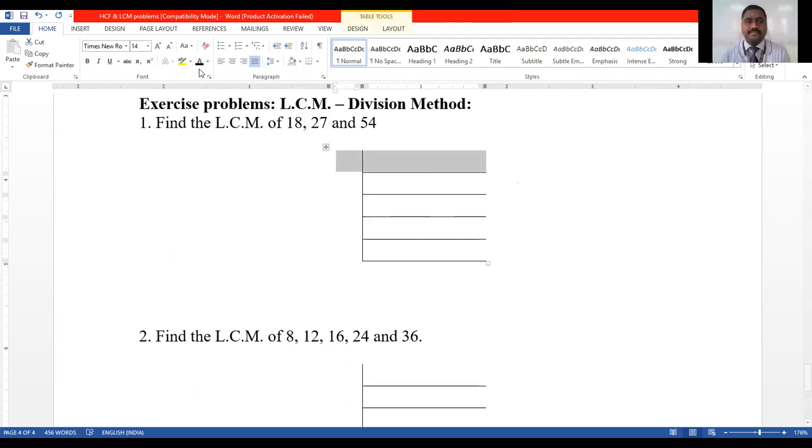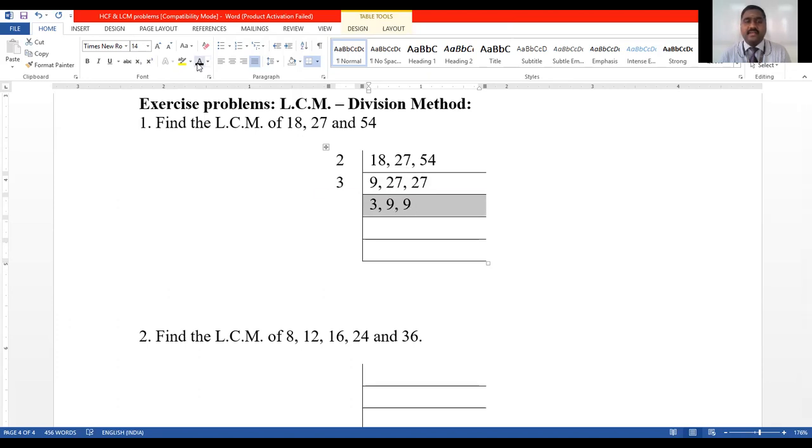Now put all together 18, 27, 54, and divide by 2, the prime number. You will get 9, and 27 cannot be divided by 2, so you put it as it is, 27. If a number cannot be divisible, you put the number as it is. 54 can be divided by 2, it is 27. And all these values cannot be divisible by 2. Okay, it is possible by 3. So put 3 as a divisor, and if you divide, you will get 3, 9, 9. 3 3s are 9, 9 3s are 27, 9 3s are 27.